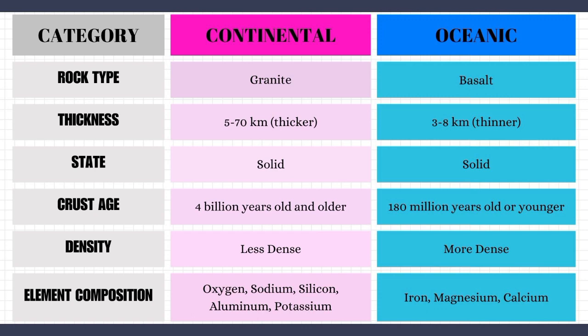And the last category, oxygen, sodium, silicon, aluminum, and potassium are the element composition naman of continental crust, while only iron, magnesium, and calcium ang element composition na present sa oceanic crust.